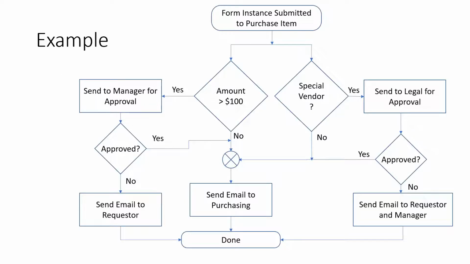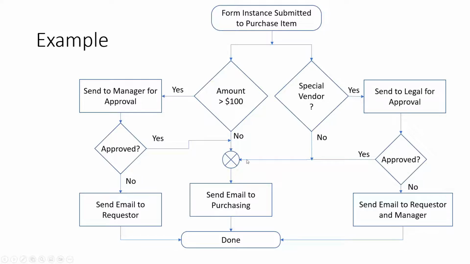And just to remind you what we are talking about here, a form instance is submitted to purchase. We have two things: is it a special vendor, and is the amount greater than 100? If it's a special vendor, these are being done simultaneously, then you have to go to legal for approval. And if it's not, then you can go here, but this is waiting for both of the inputs. Is the amount greater than 100 bucks?